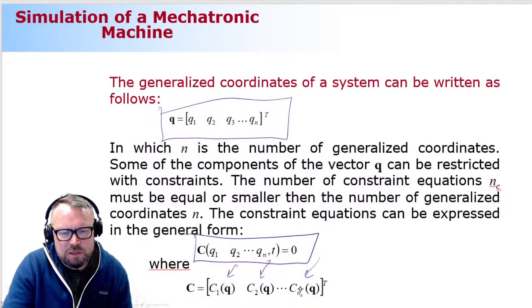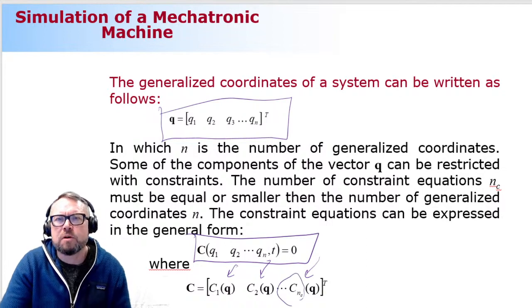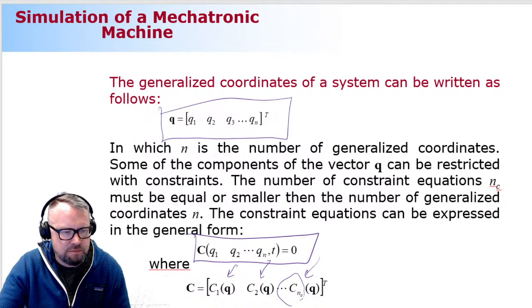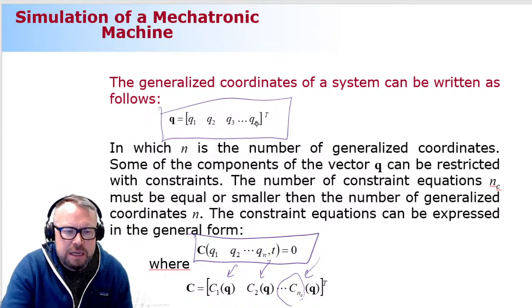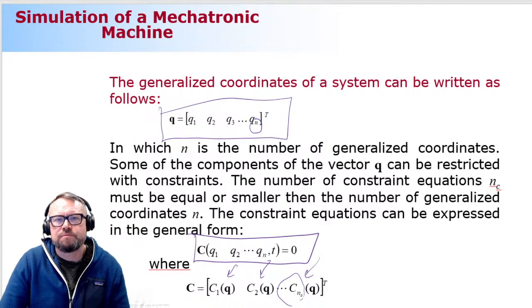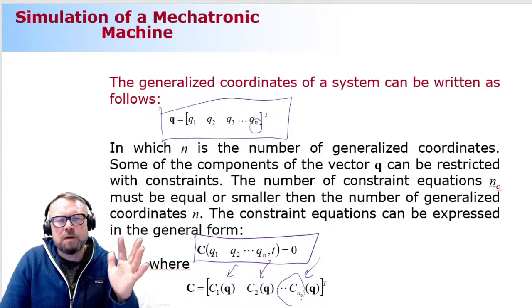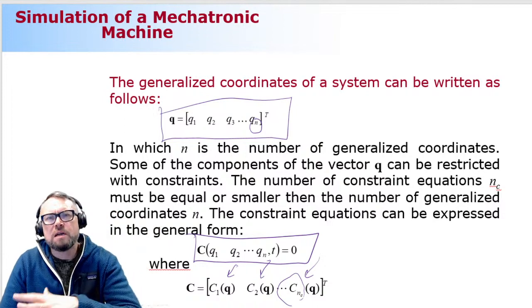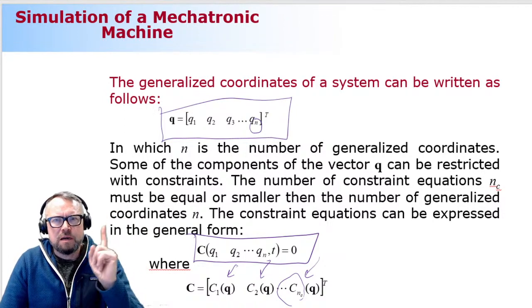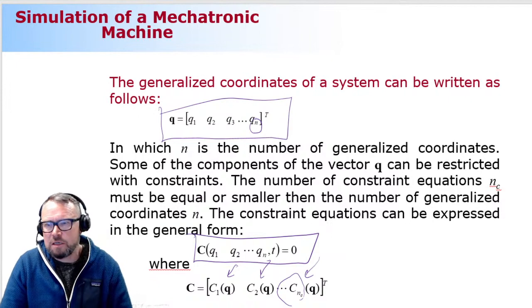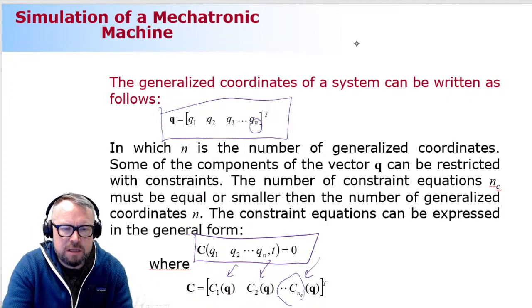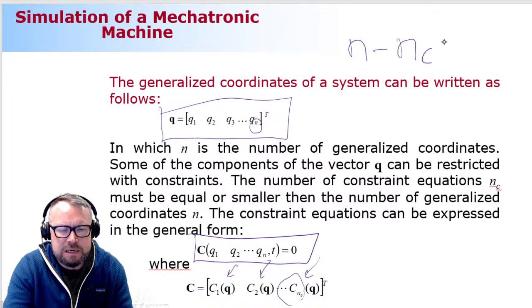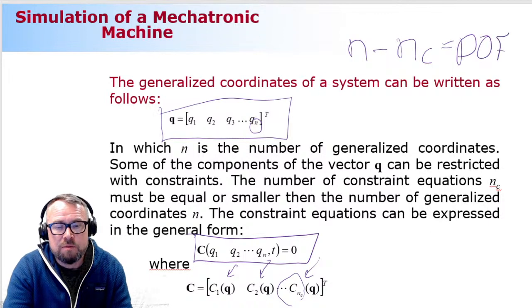Here I have an example which says that there is a number NC of constraints. The number of generalized coordinates is n. This is how many possibilities there are to move without any constraints. Then the constraints are limiting the motion possibilities. The number of degrees of freedom, which we will discuss in detail later, can be computed as the number of generalized coordinates minus the number of independent constraint equations. That's your number of degrees of freedom.